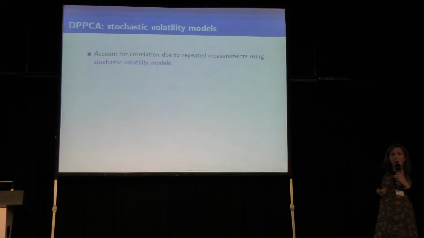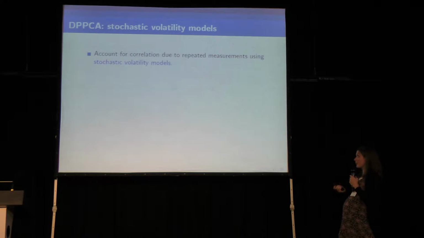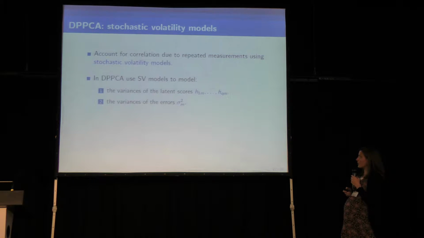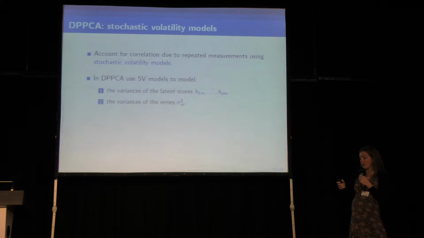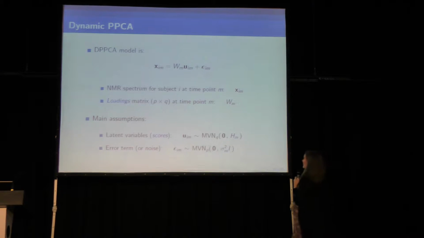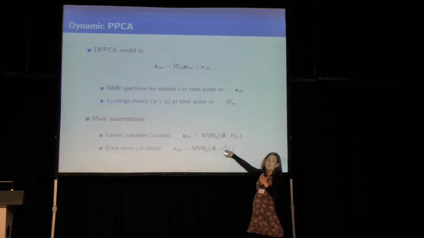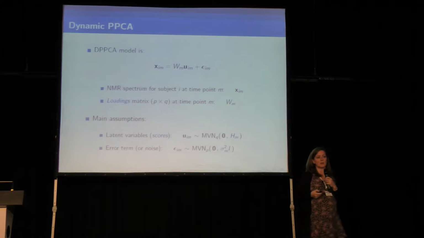We very simply model the potential correlation or dependency across time by embedding a stochastic volatility model in the PPCA model. How do we do that? We simply model the variance of these latent scores using a stochastic volatility model, and likewise the variances of the errors. It's probably easier to go back to this slide and say essentially what we do is we put a stochastic volatility model into both of these parts of the standard PPCA.